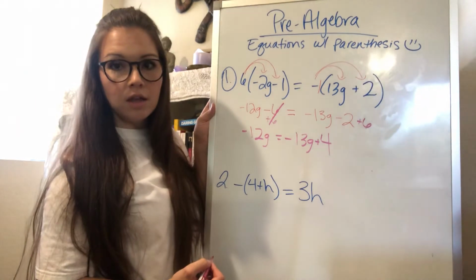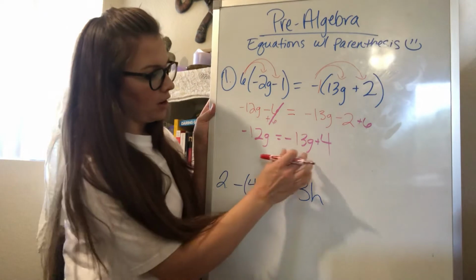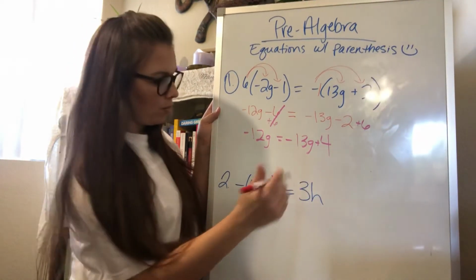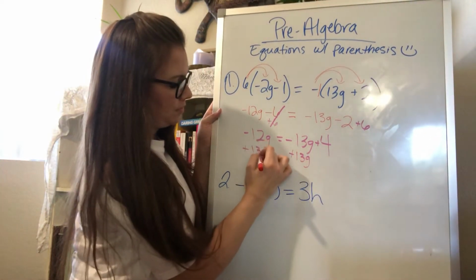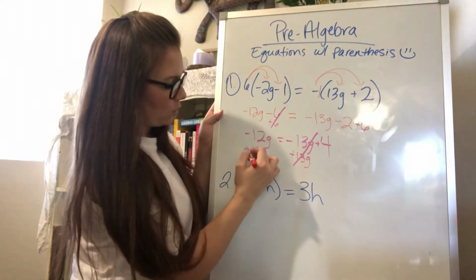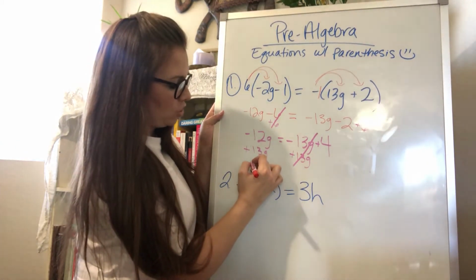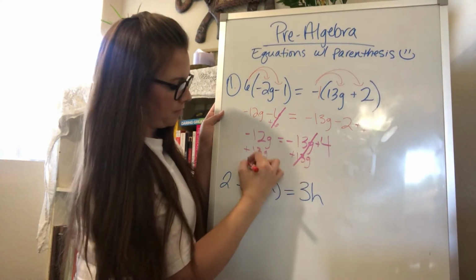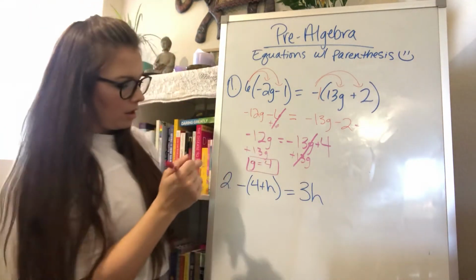Okay, so that's my equation as it stands now. Okay, so now I need to get my variables from the right to the left. So this is a negative 13g. So to undo that, I'm going to add 13g to both sides, okay? So I'm going to cancel it out there. Now I have negative 12g plus 13g, so that would be just a g equals what I have left over here, 4. Okay? That simple. We're going to do one more.